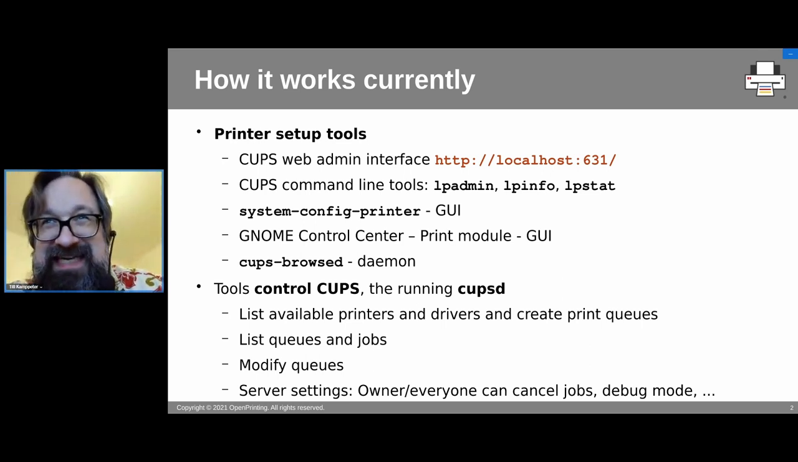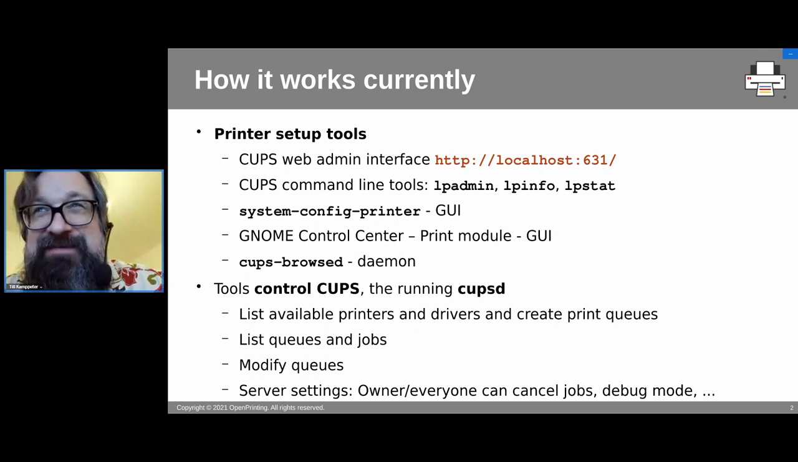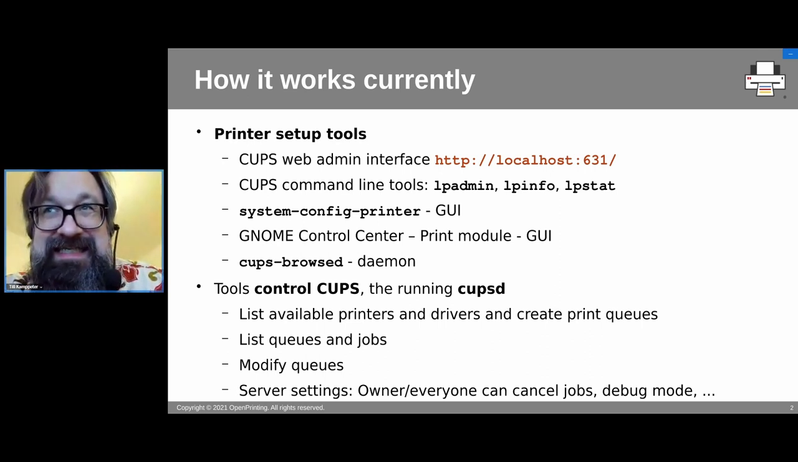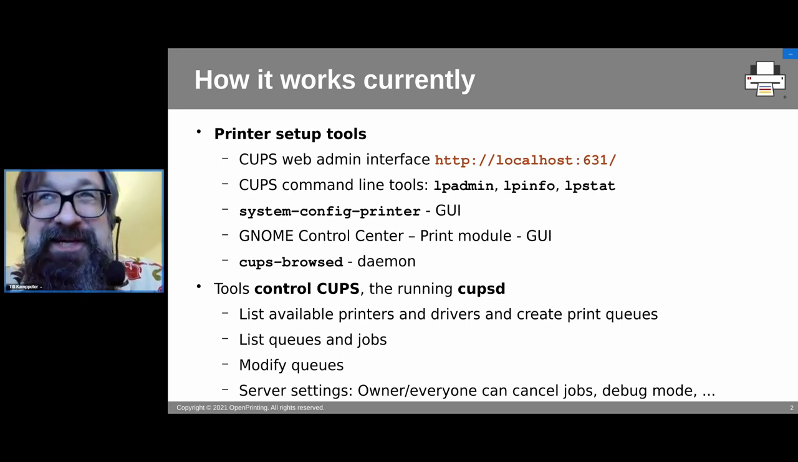All of these tools control CUPS, the daemon cupsd. Most of them list the available printers and discover printers on USB, on the network, on parallel port, and so on. They also list drivers which are installed on the machine. And they use this, more or less automatically or manually as the user wishes, to create print queues. They can also list the print queues which are already created and the jobs which are printed on each of the queues.